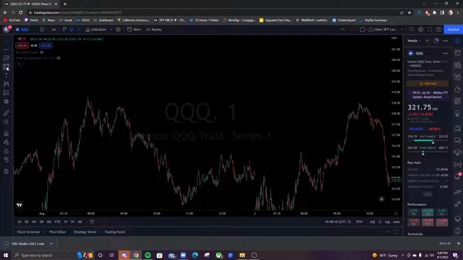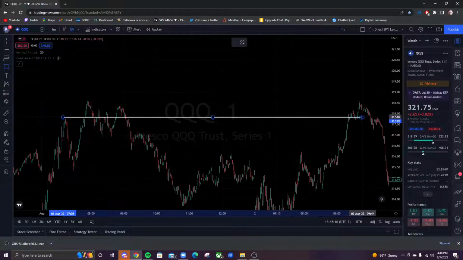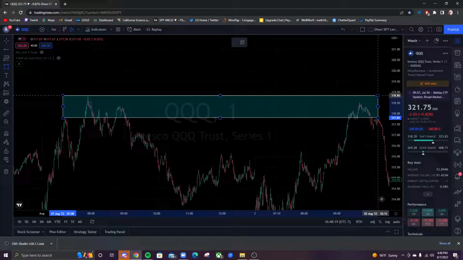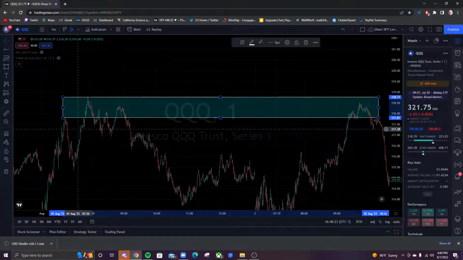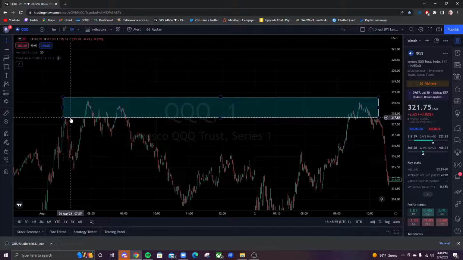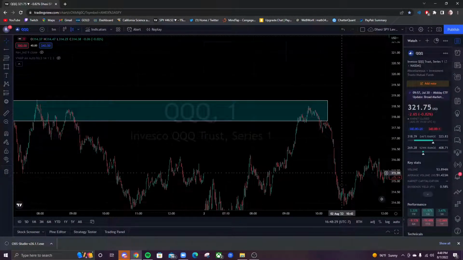So I'd go right here on TradingView. It's the fourth one down. It's the rectangle. I would just draw my zone all the way across here like this. Something like that. The top of the wick and the bottom of the zone would be this pivot point right here. As you can see, once we broke the bottom, we absolutely fell.